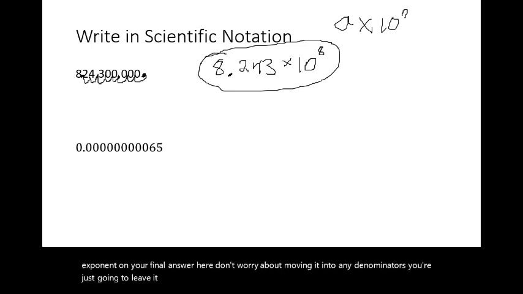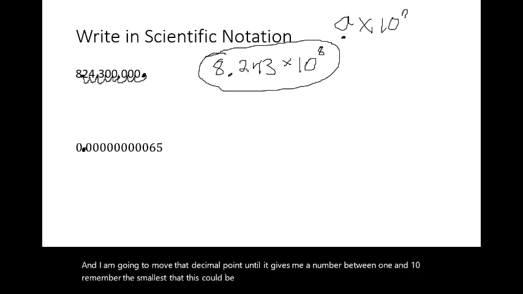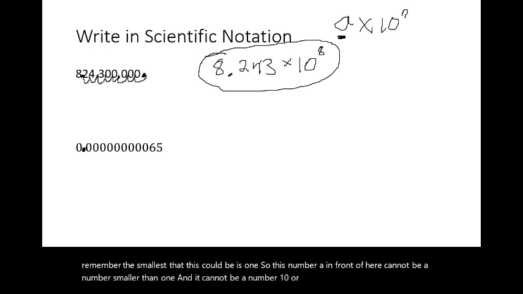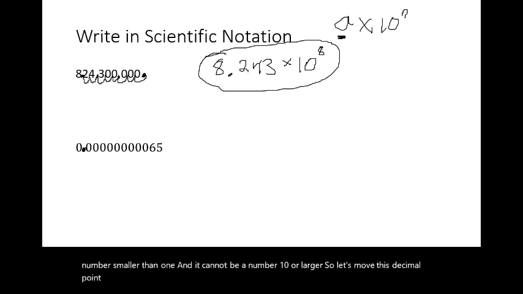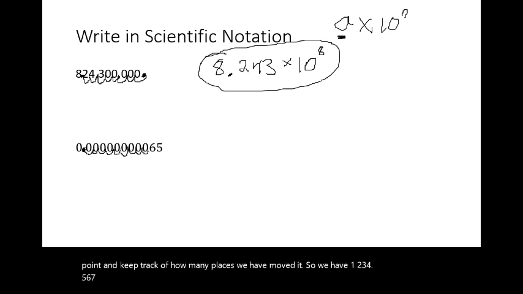So what I'm going to do is I am going to locate the decimal point, and I am going to move that decimal point until it gives me a number between 1 and 10. Remember, the smallest that this a could be is 1. So this number a in front of here cannot be a number smaller than 1. And it cannot be a number 10 or larger. So let's move this decimal point and keep track of how many places we have moved it. So we have 1, 2, 3, 4, 5, 6, 7, 8. We're at 9 so far, but 0.65 is smaller than 1, so I'm going to move it 1 more to give me 10.